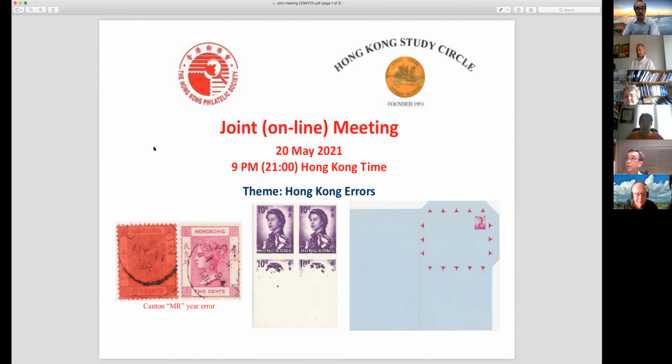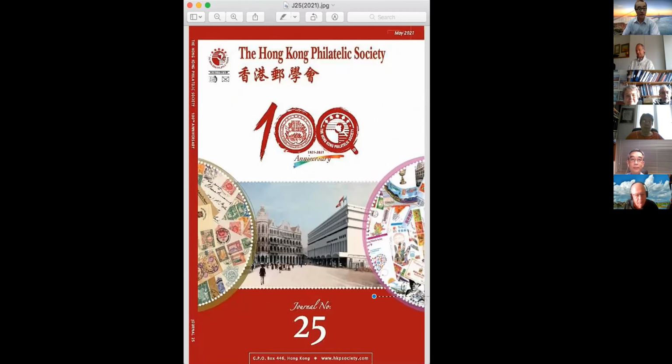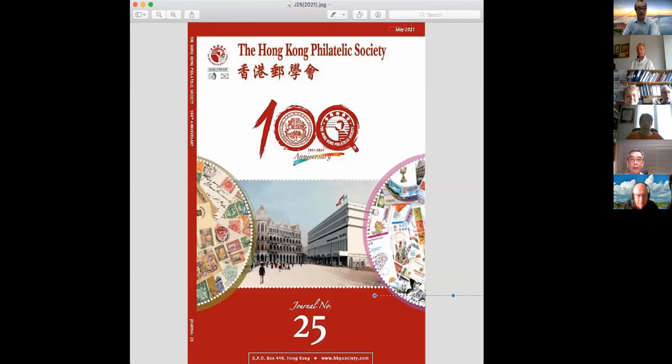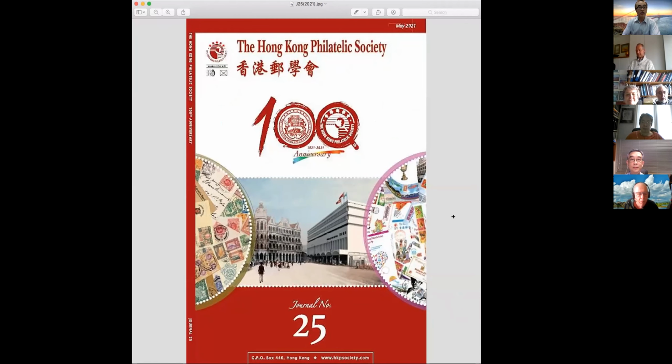But before I start the meeting proper, I would like to congratulate our editor, Professor Shaw, for doing the journal. He has finished editing the journal, and can you see? This is what it will look like, the journal for the centenary of the Hong Kong Philatelic Society. Would Professor Shaw like to say a few words about the front cover and the concept of the design?